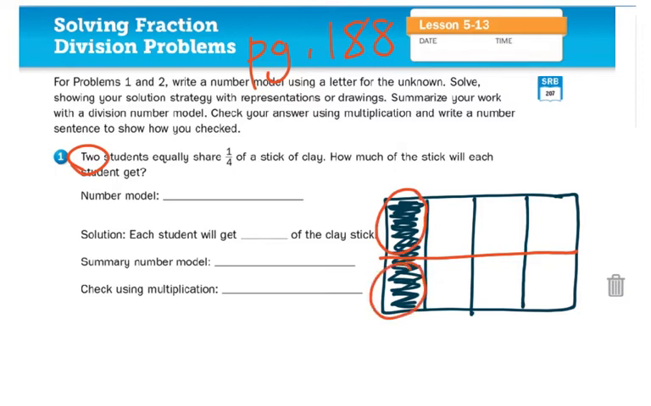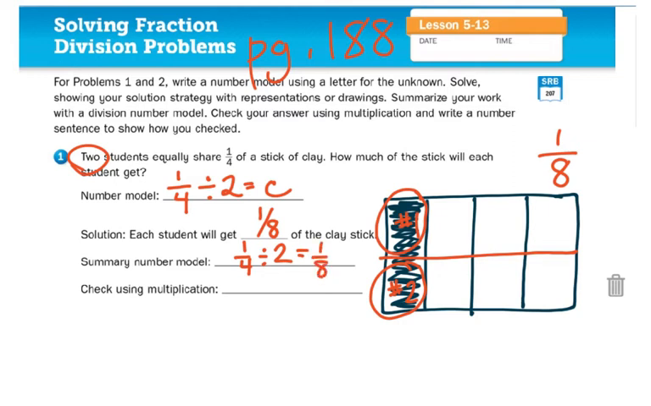So each one gets how many? 1 section, because this is student 1, this is student 2, and there are 8 equal parts. So the number model would be 1/4 divided by 2 kids gives us C for clay. That's what we solve for. So each student will get 1/8. It's not asking how much they both will get, but how much each one will get. A summary model would be 1/4 divided by 2 students gives us 1/8.